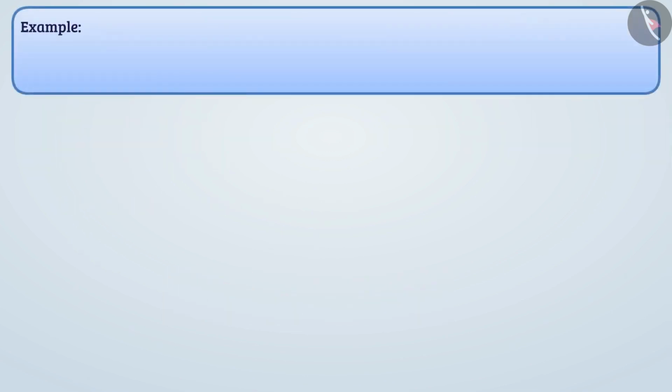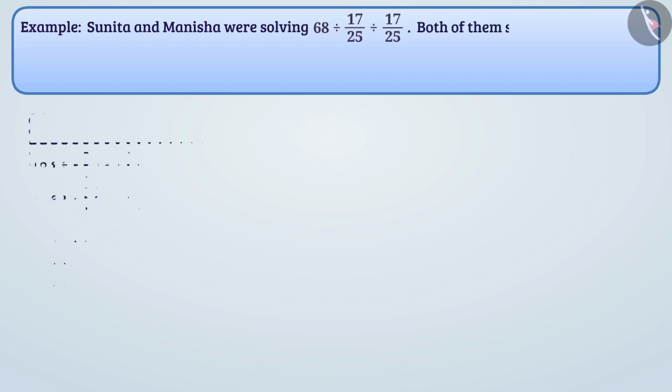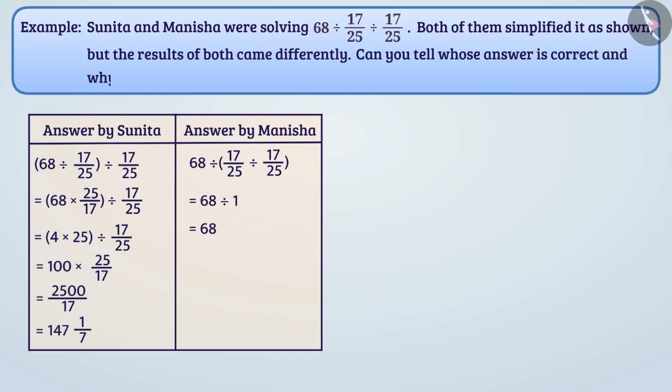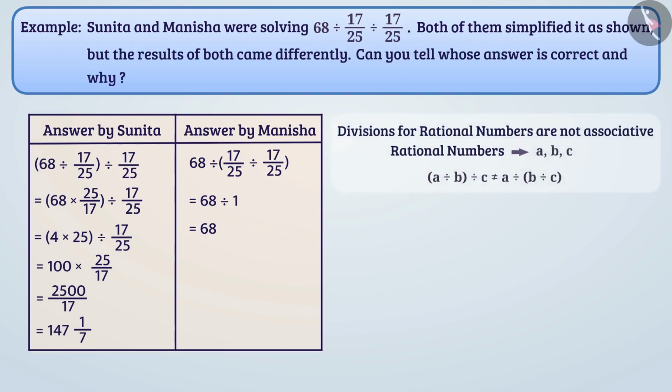Next example, Sunita and Manisha were solving 68 divided by 17 by 25 divided by 17 by 25. Both of them simplified it as shown, but the results of both came out different. Can you tell whose answer is correct and why? Division of rational numbers is not associative. That is, groups cannot be created in any way in the operation of division.